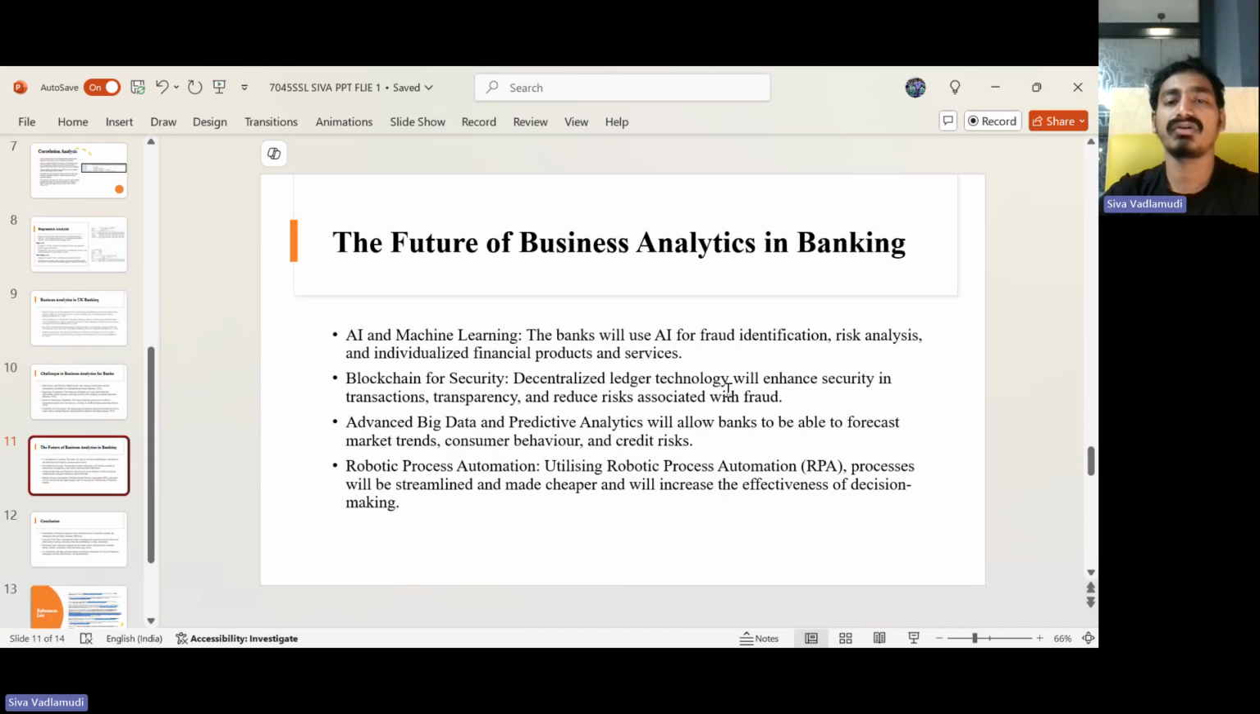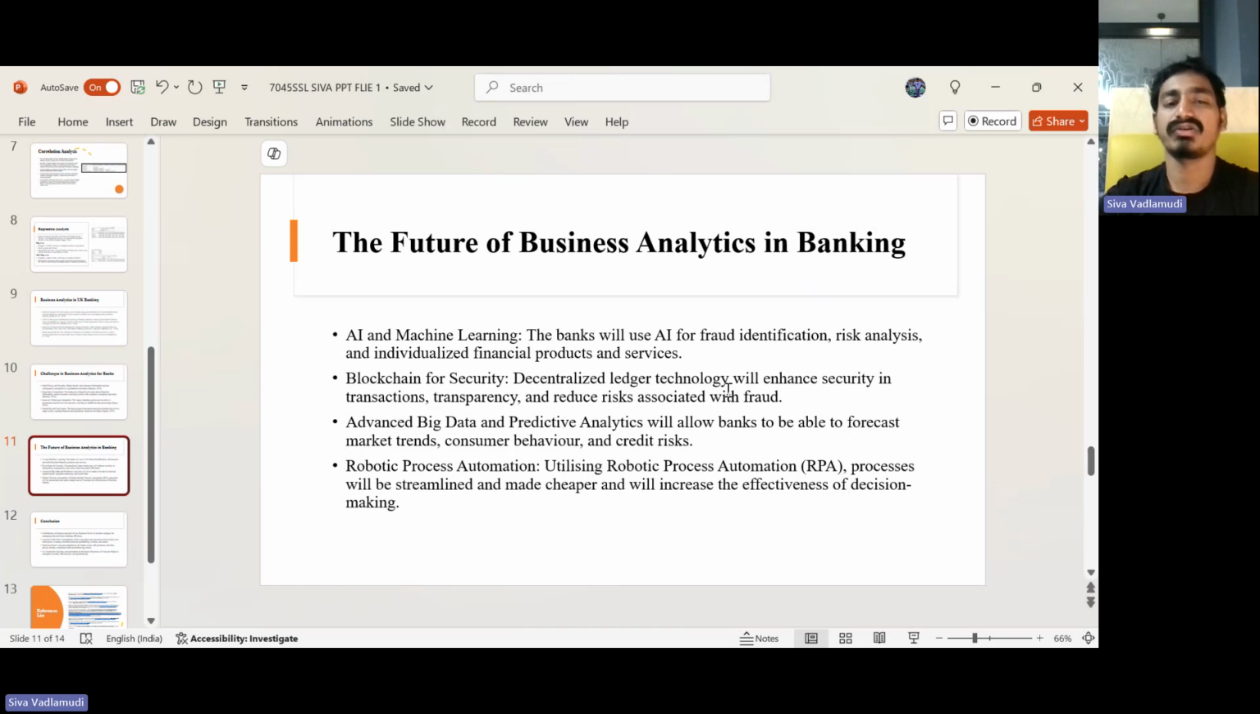The next slide is the future of business analytics in banking. Based on different technologies, AI is used for fraud identification and risk analysis, blockchain boosts security and transparency, and big data helps with trend forecasting. All processes are automated, which lowers costs and facilitates better decision-making in banking analysis.